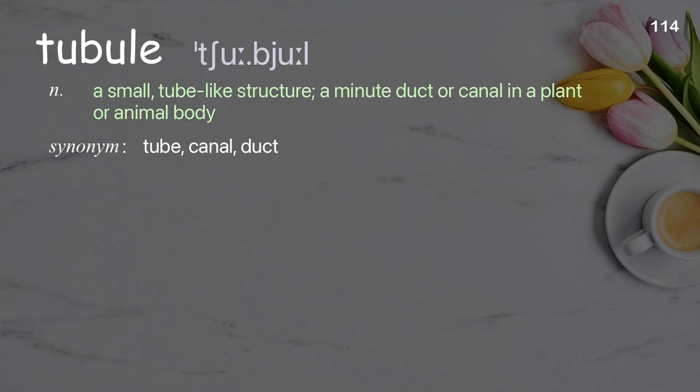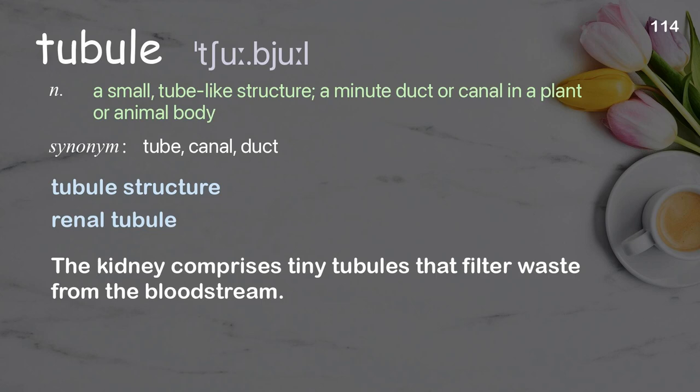Tubule. A small, tube-like structure; a minute duct or canal in a plant or animal body. Examples: tubule structure. Renal tubule. The kidney comprises tiny tubules that filter waste from the bloodstream.